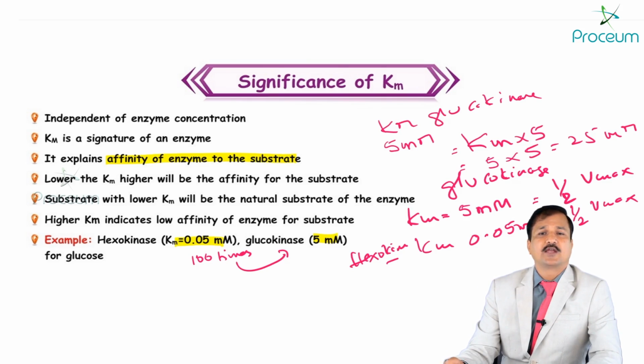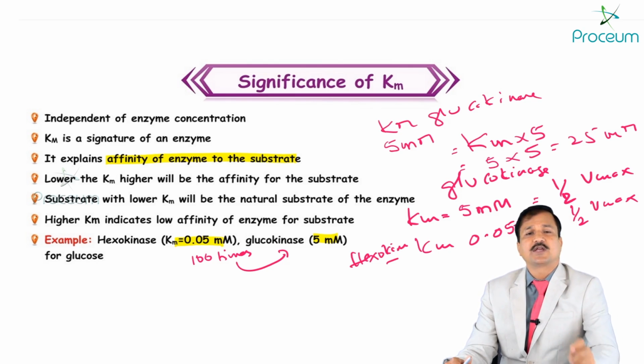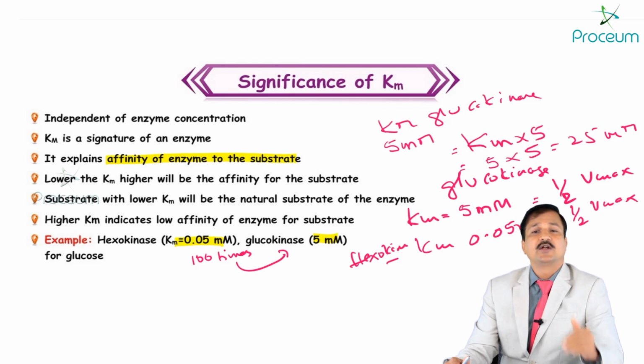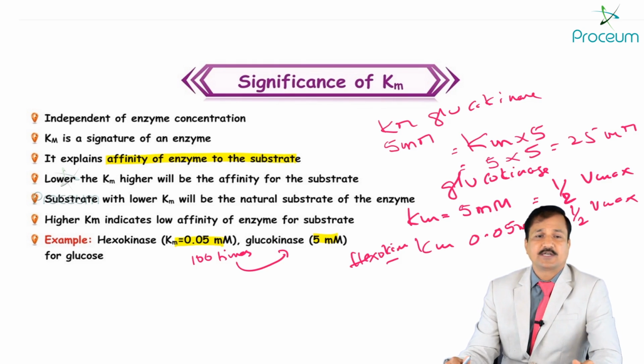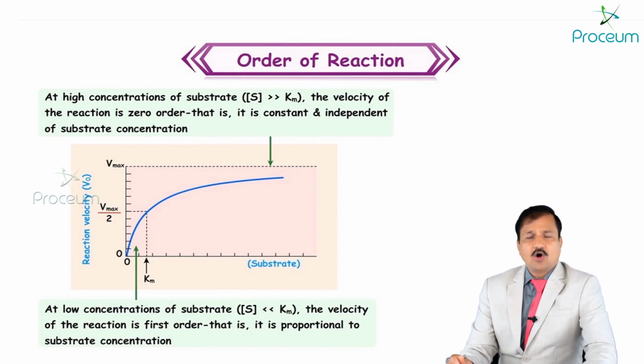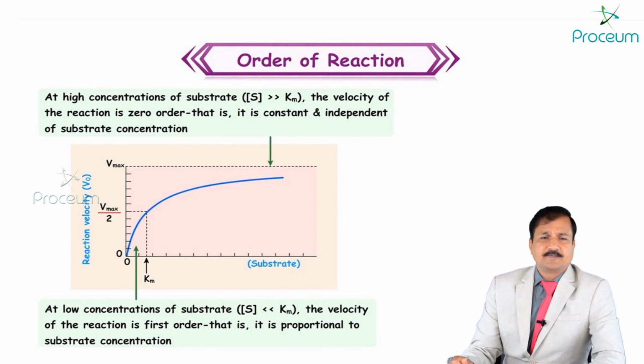Okay, and that's how we can use the Km value to know the affinity of an enzyme for the substrate, and also if you know the Km value, you know how much substrate is necessary to reach half the maximum velocity, and also how much substrate is required to reach maximum velocity. That's the significance of Km. Now, let's look at order of reaction.